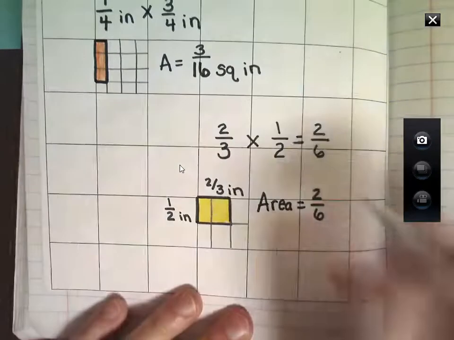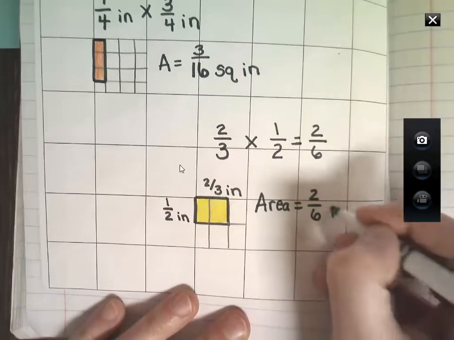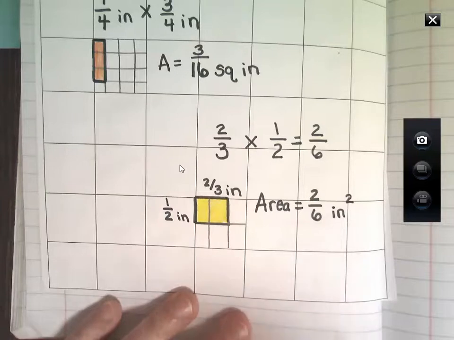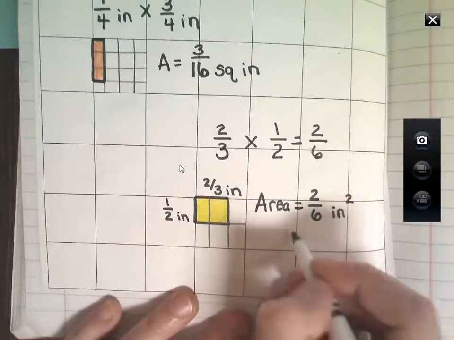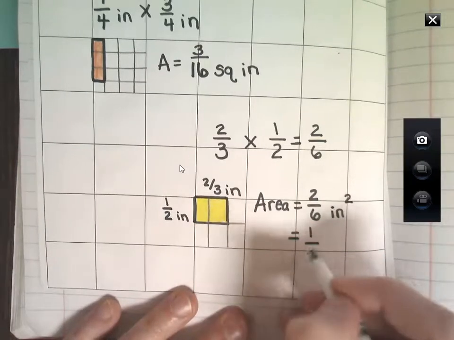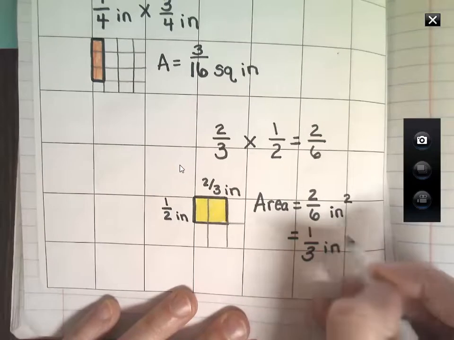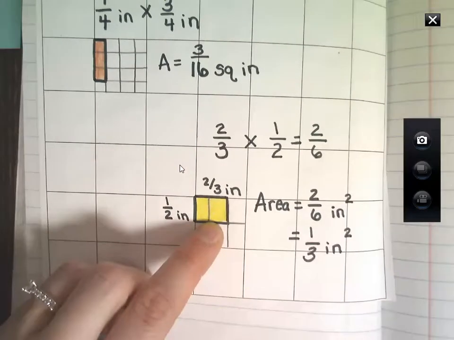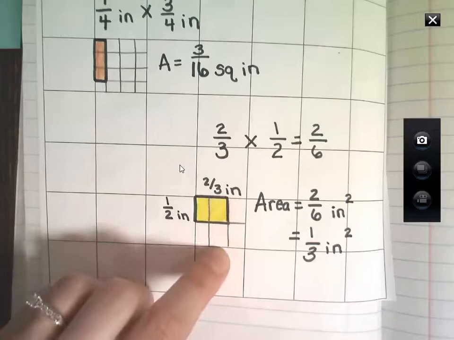So our area is 2/6 inches squared, or 2/6 of a square inch. Now, if you simplified that, you probably put equals 1/3 of a square inch. And that's also correct, because this yellow rectangle takes up 1/3 of our square.